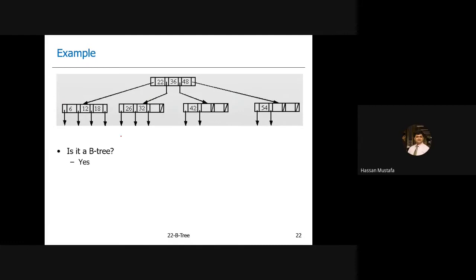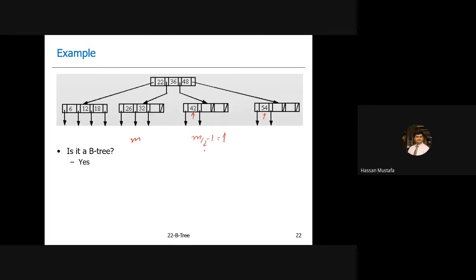So let's just try to look at it from another angle. If it's a B tree, it should have an order, that is the value of m. Let's find out the value of m. This particular node has only one key, and this node also has only one key, which means that we need to allow one key in the non-root node. So the minimum number of keys is 1, which is equal to m by 2 minus 1.